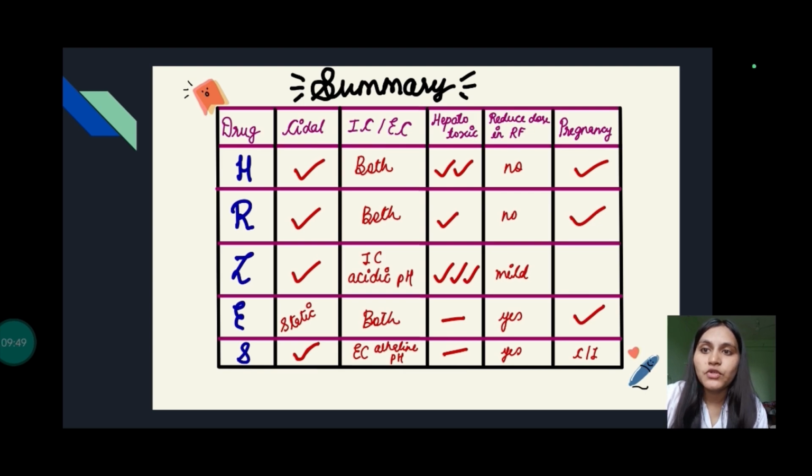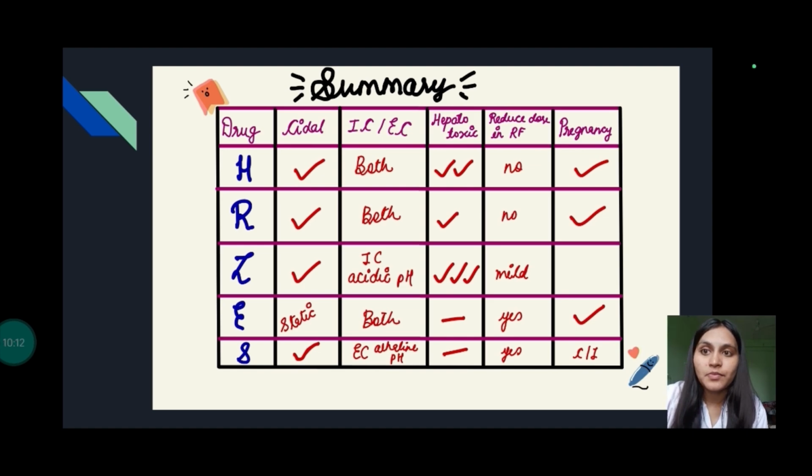Fourth drug, ethambutol, it has static action, and this is the only drug which has static action among the other drugs which have cidal action. That is, it acts by inhibiting the growth of bacteria. It acts on both the bacilli. It is not at all hepatotoxic. We should reduce the dose in renal failure. It is safe in pregnancy.